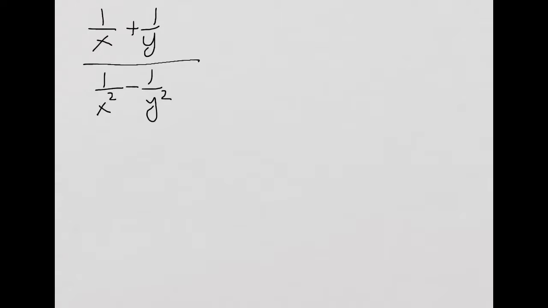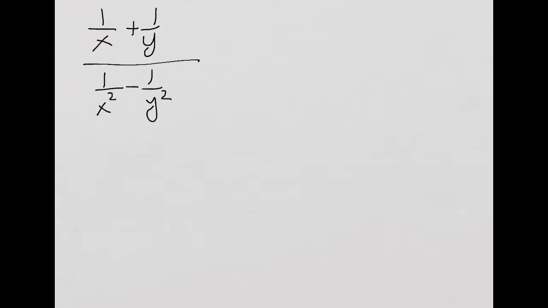This question is asking to simplify this complex fraction here. So remember, it's a complex fraction because we've got fractions within the fractions. So you look at the numerator, right? This is the main fraction. The numerator consists of 1 over x plus 1 over y. And the denominator, there's two fractions down here as well, 1 over x squared minus 1 over y squared.